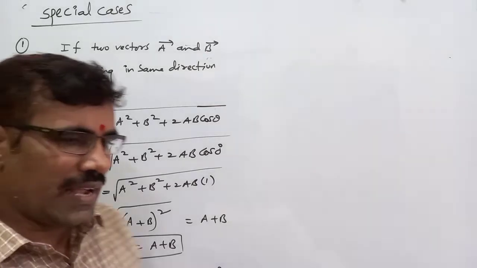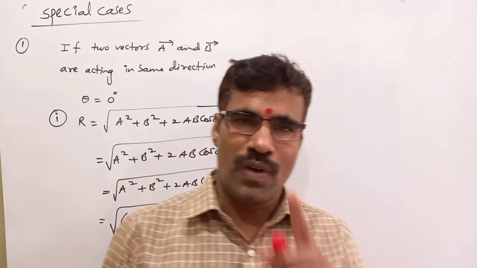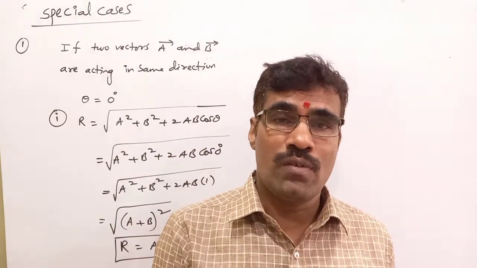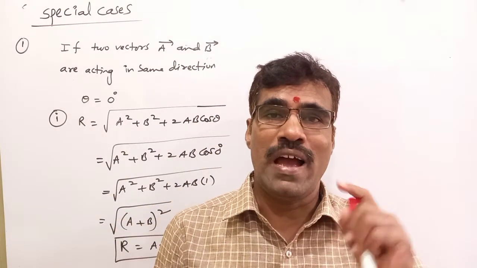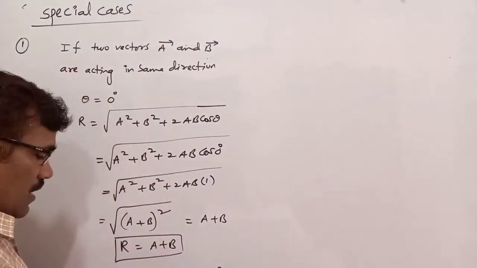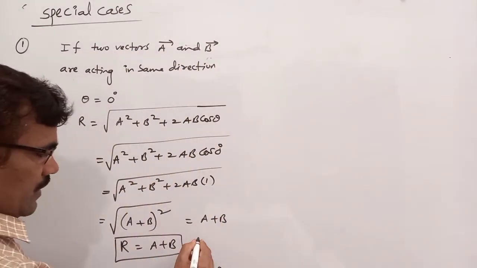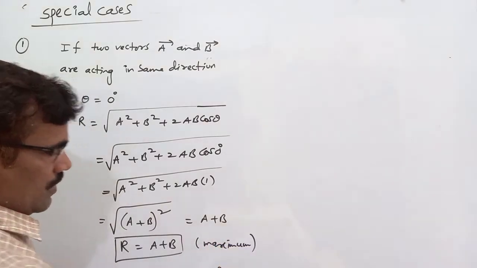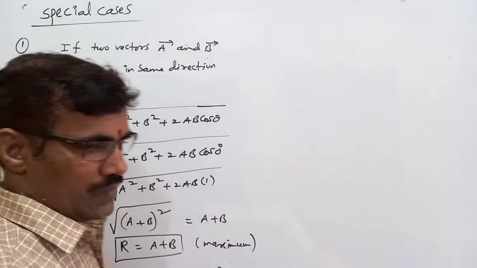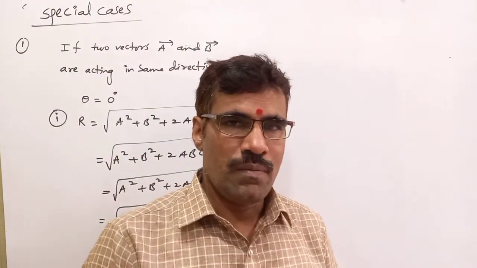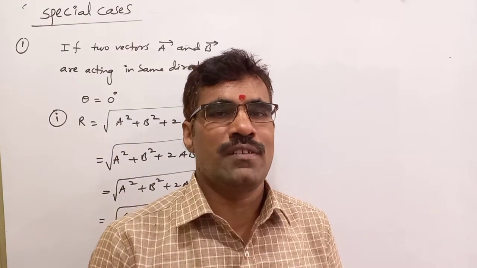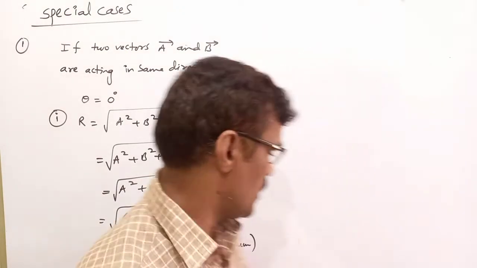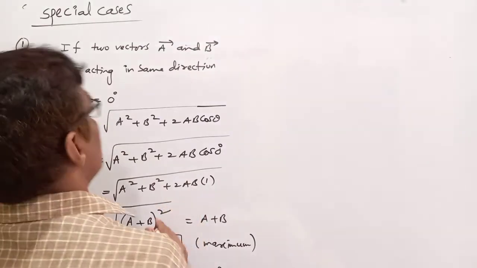Here the maximum value of cos theta is 1. When theta equals 0, cos theta is maximum. That means R equal to A plus B is the maximum value. So if two vectors act in the same direction, the magnitude of the resultant vector is maximum. R maximum equals A plus B for this case.